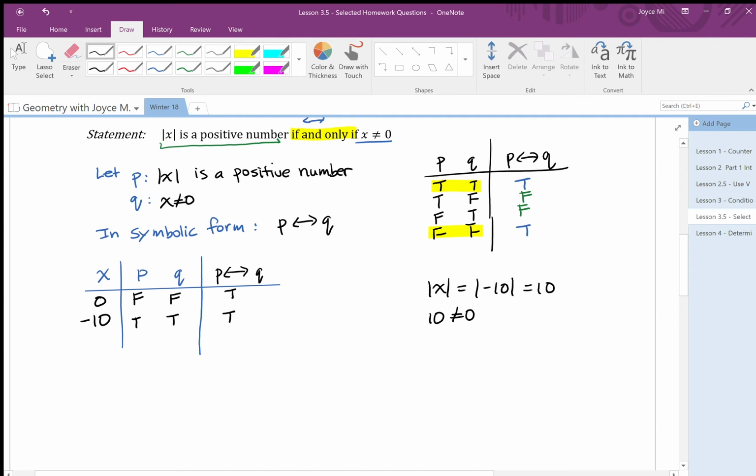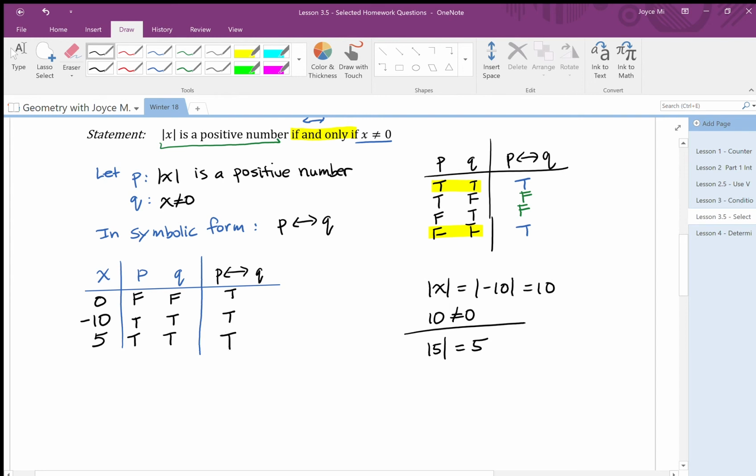I picked 0, and I picked a negative number. Let me pick a positive number, say 5. The absolute value of 5 is still 5, so P is true, since 5 is a positive number. And 5 does not equal 0 for sure, so Q is also true. Both are true, therefore the biconditional is true. It doesn't matter what number I pick.